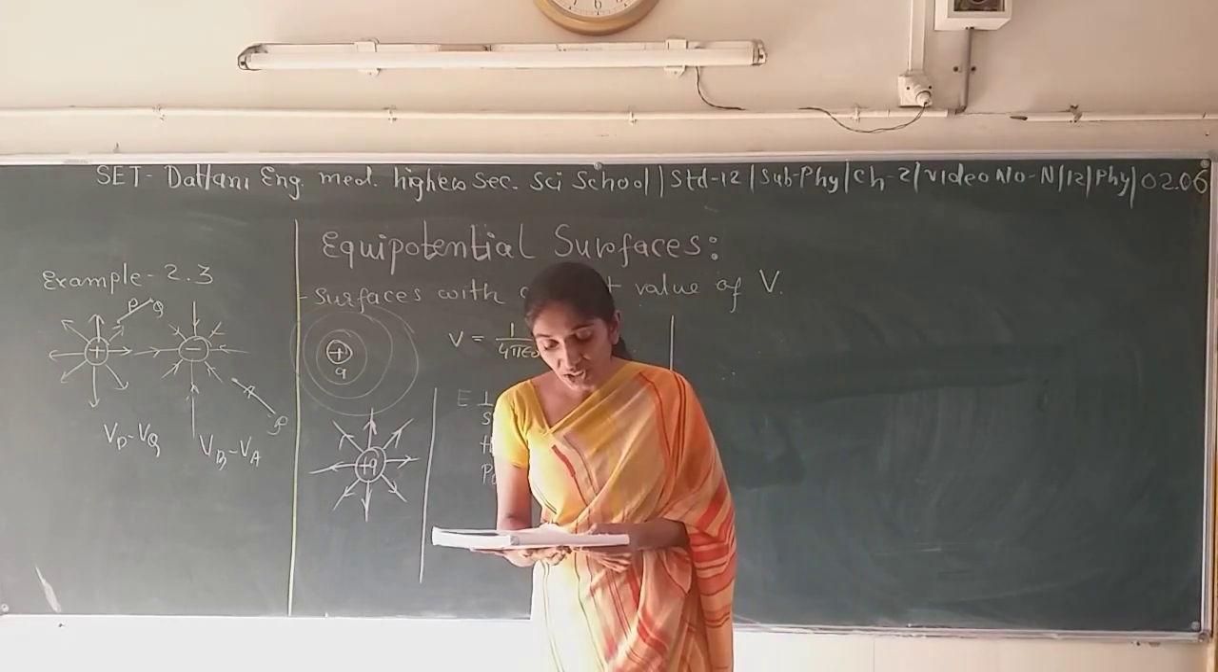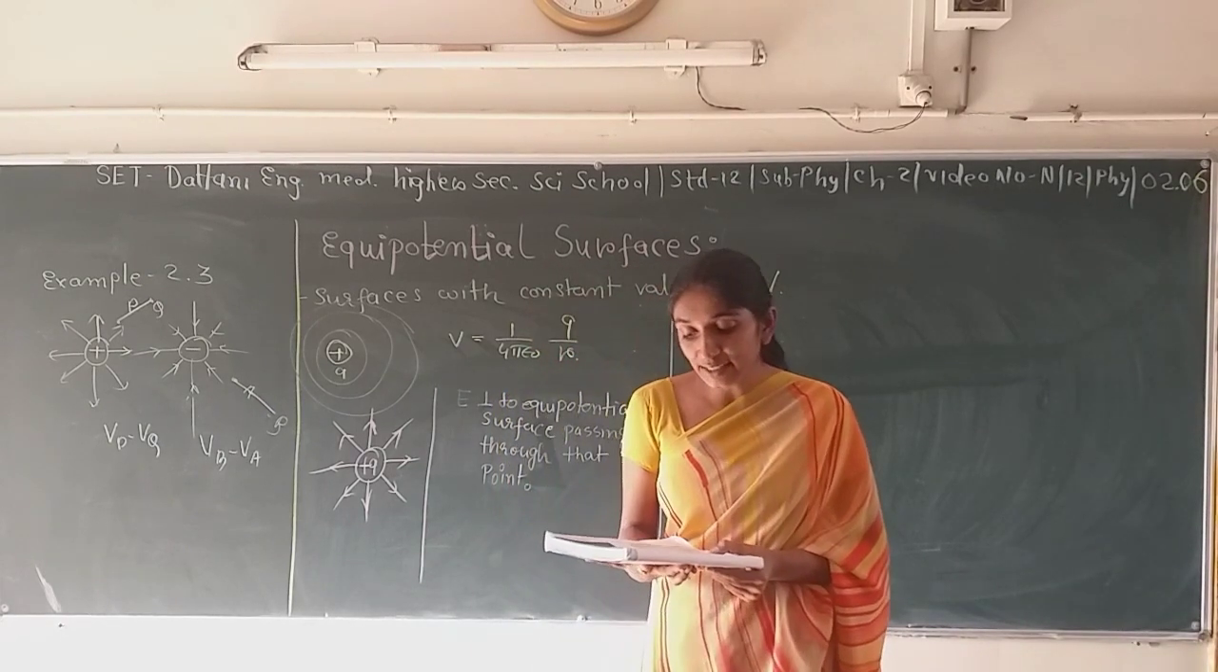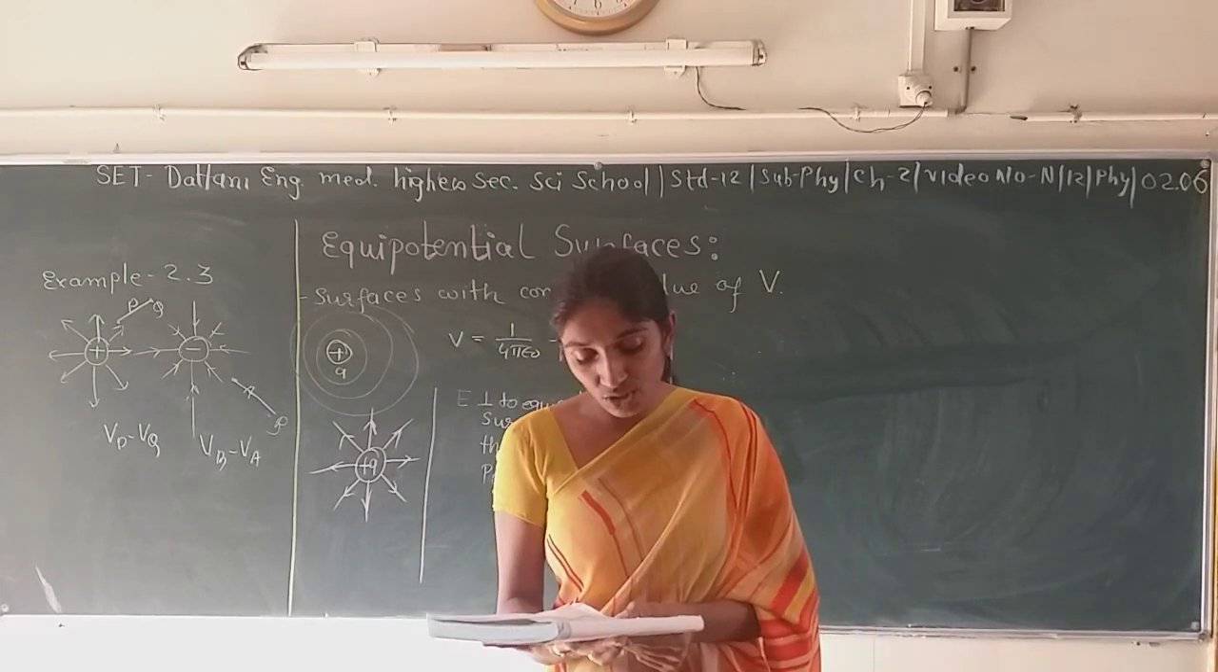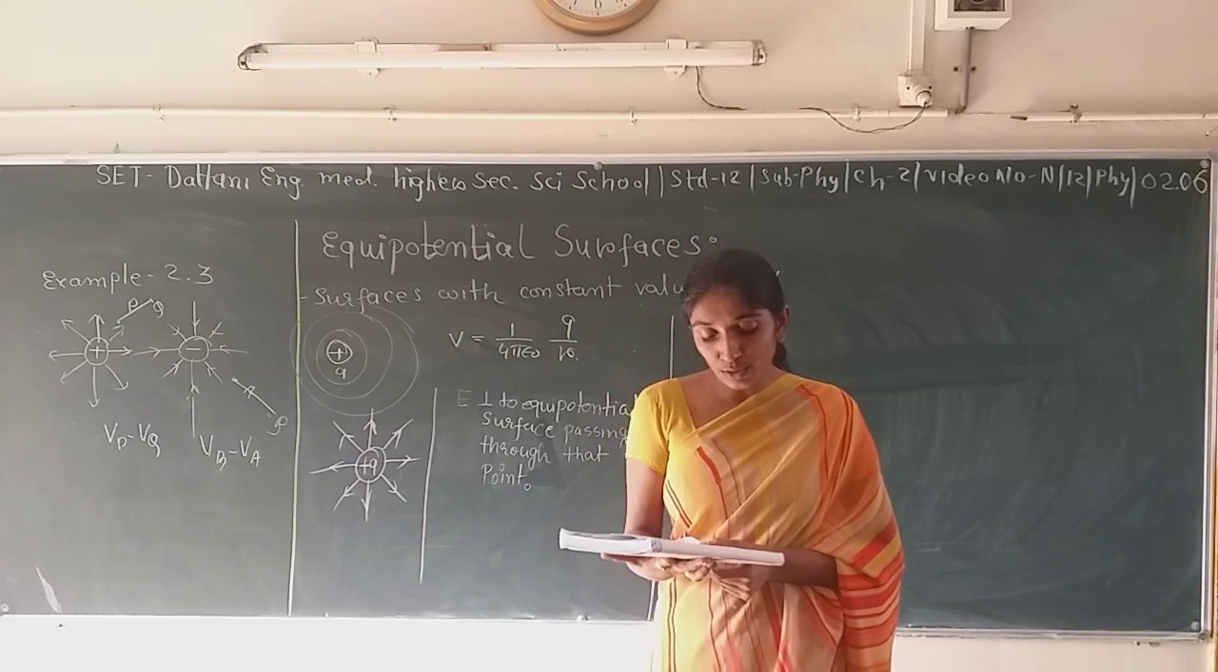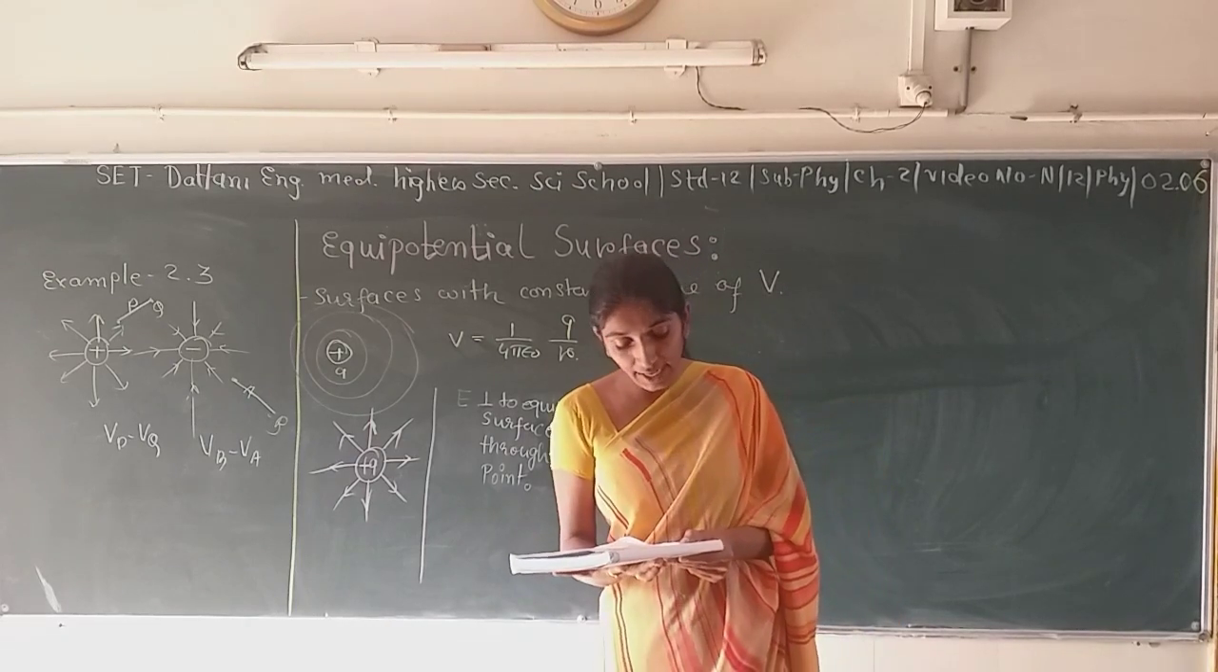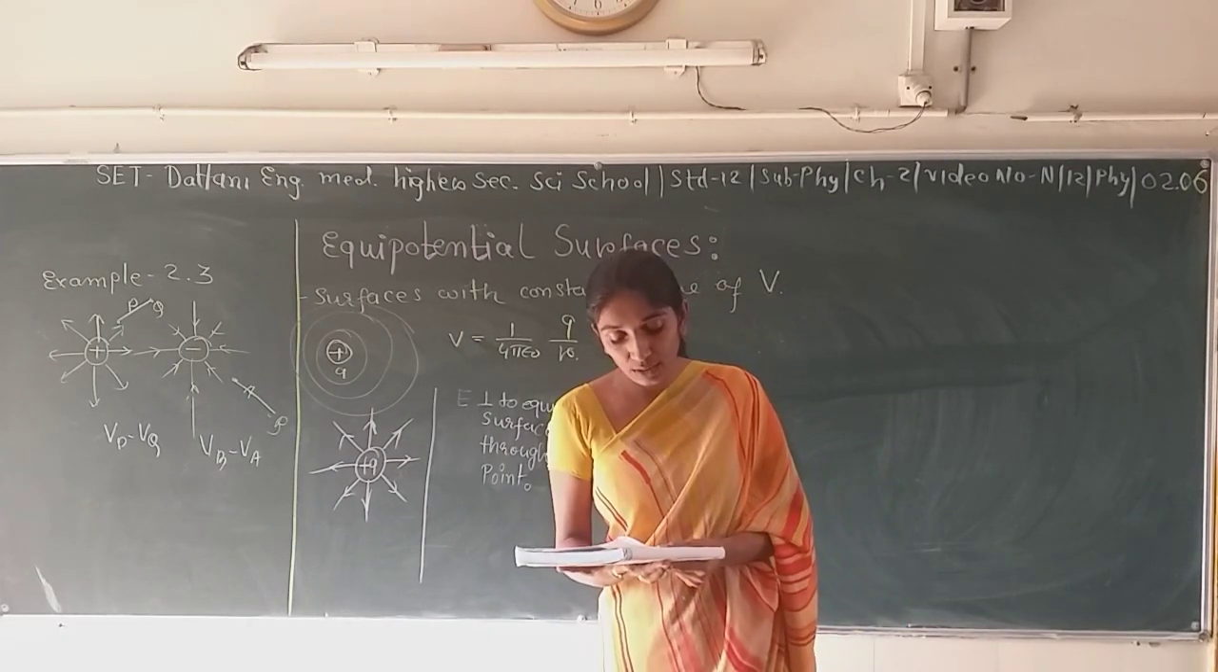Similarly, potential energy at A is bigger than the potential energy at B. Hence, the sign of potential energy difference is positive.